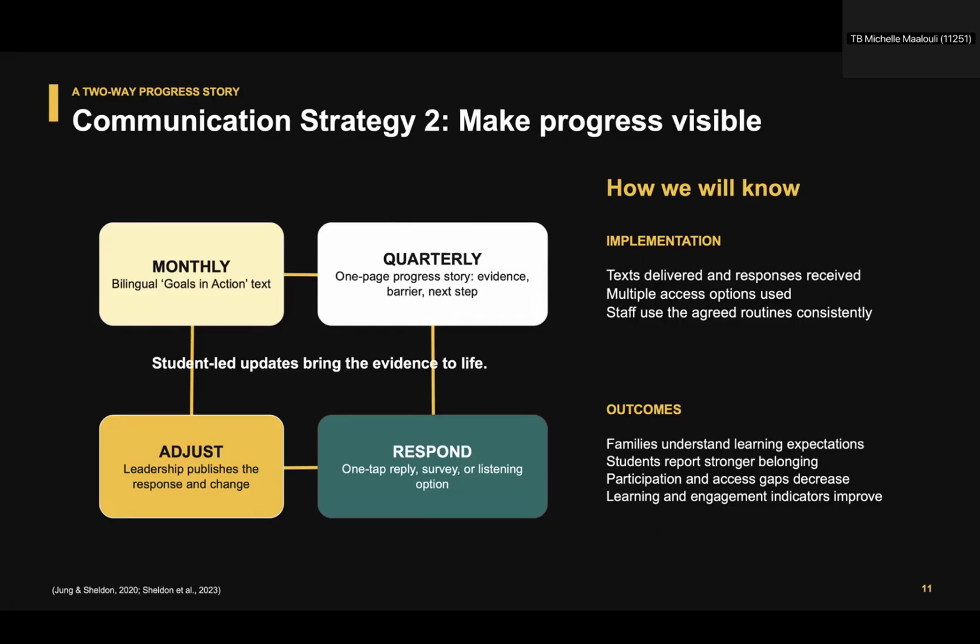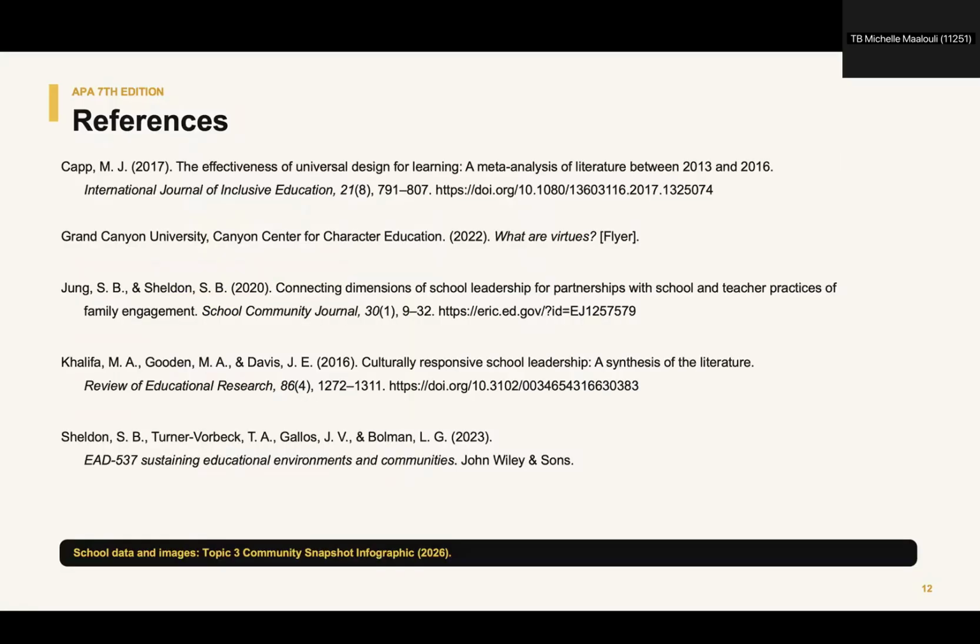Outcome evidence tells us whether families better understand learning expectations, whether students report stronger belonging, whether participation gaps decrease, whether identified barriers are reduced, and whether student learning or engagement indicators improve. We use our first cycle to establish a baseline before setting numerical targets. We will not invent targets without knowing our starting point.